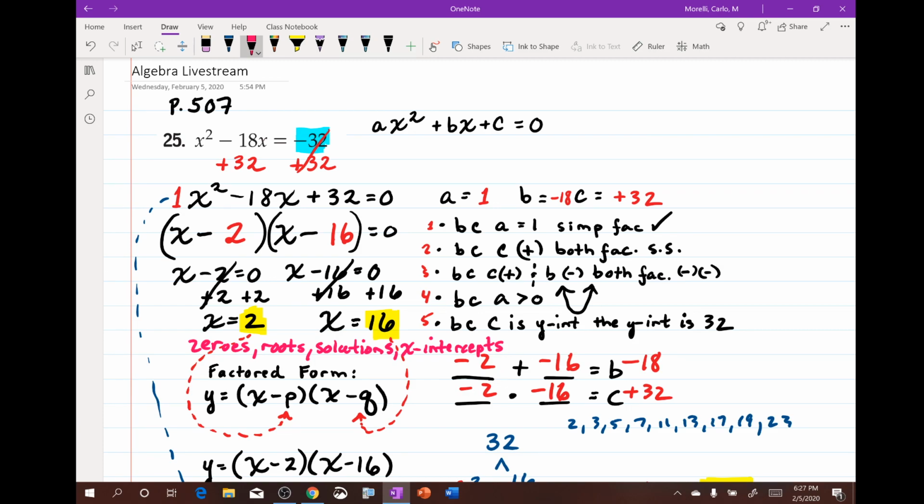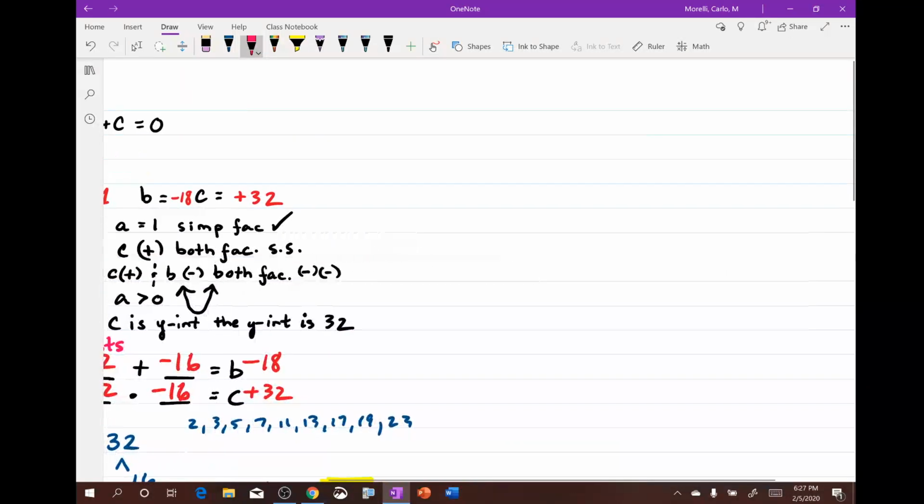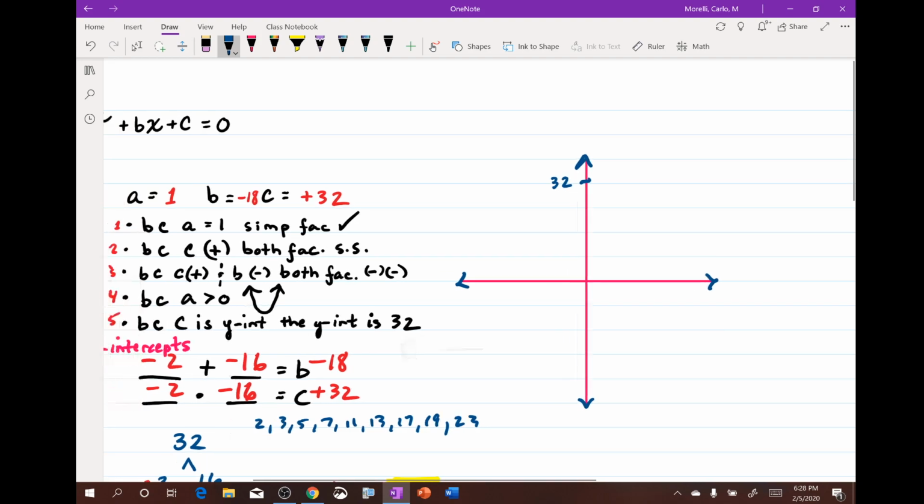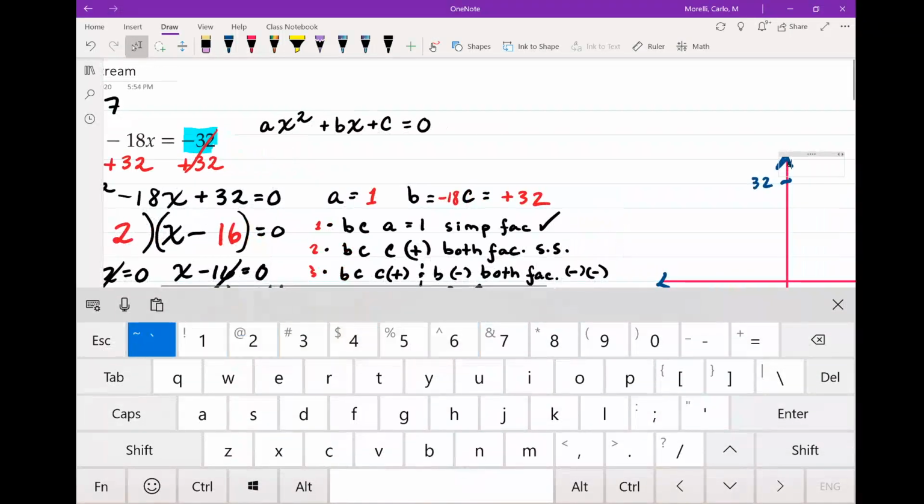It's going to cross at the solutions because the solutions are the x-intercepts. So tell me where it's going to cross the x-axis. Yes, they cross in two places. That's right. So let me show you something really cool. If we were to make a little graph, we don't know anything, right? But we do know that this quadratic equation has a y-intercept of positive 32. And we know that it crosses the x-axis at 2 and at 16.